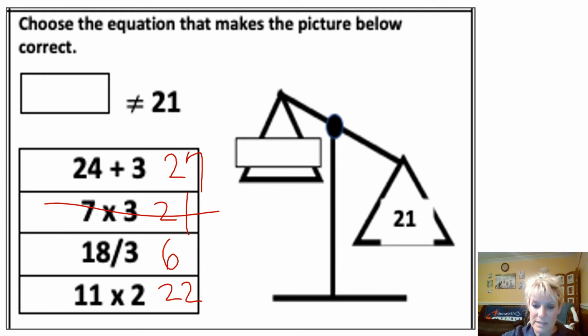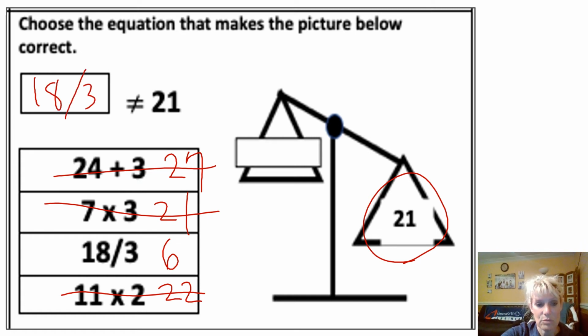Now I need to look at my scale. My 21 is greater than, so I need a number that is less than 21, but it does not equal 21. So that means that 22 wouldn't work, and that also means that 27 wouldn't work. So that means right here, my 18 divided by 3 goes right there, because that equals 6, and 6 is less than 21. Good job if you got that one.